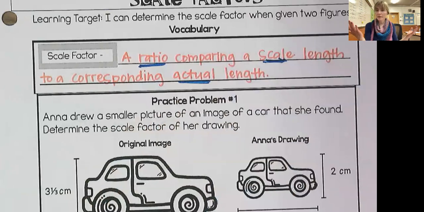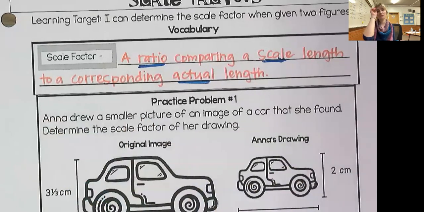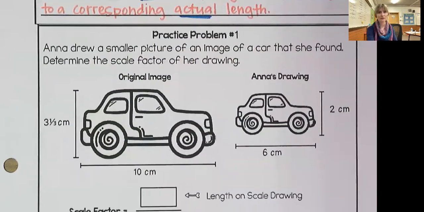Scale to actual, we make a ratio out of it, and that one ratio becomes what we call the scale factor. And the scale factor helps you determine if something is getting larger or if something is getting smaller. So let's look at how we actually write a scale factor and what we use it for.